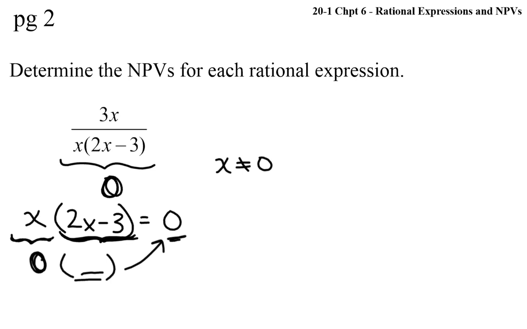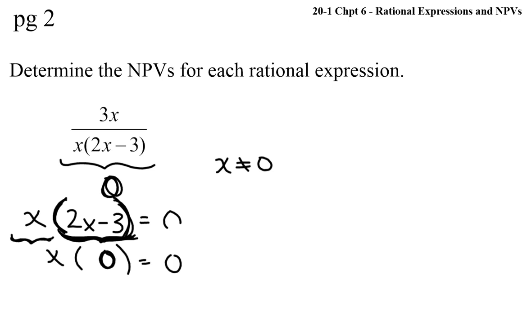But that's not it in this case. Because the other situation here is if this second factor, which isn't just a variable but actually an expression, equaled 0, we would have x times 0, which would give us a 0, and that's just not allowed. So what here would create 0?